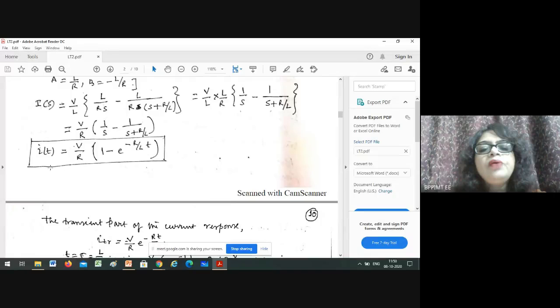Sorry. This I T equal to V by R into 1 minus e to the power minus R by L into T. This is the current, right?